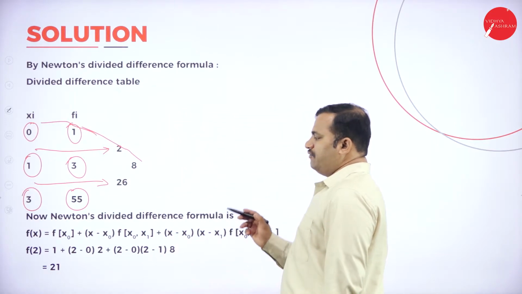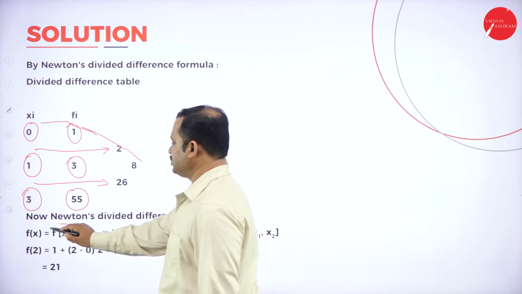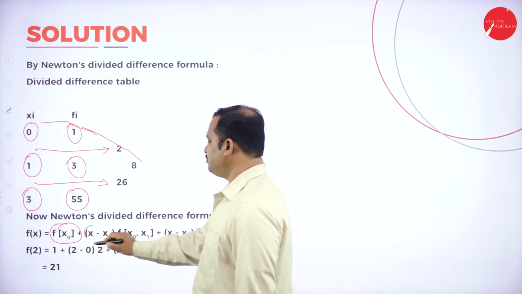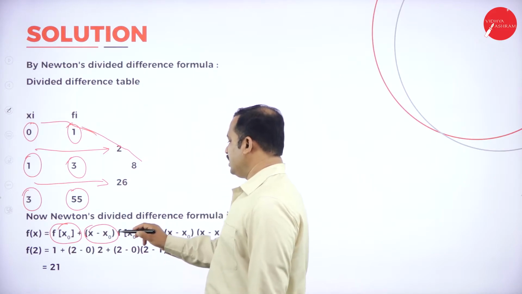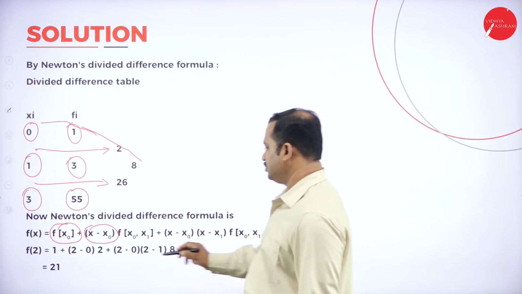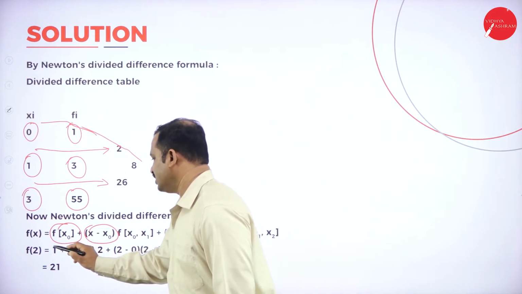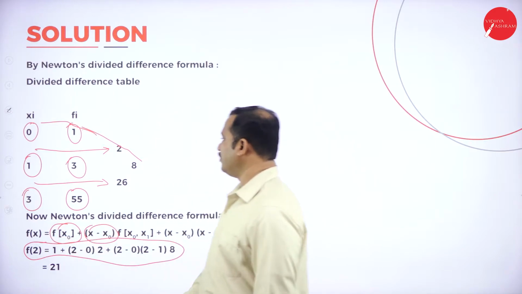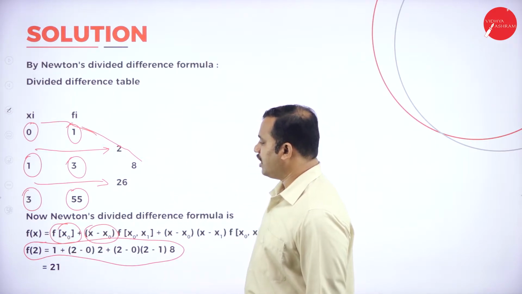Now, we have f of x0, which is a constant, that is 1, plus x minus x0, then x minus x1, x minus x2, and so forth. So this is how it is going to be done. If that is the case, what is f of 2? What is f of 2? That is 21. How can I determine the value at 2?